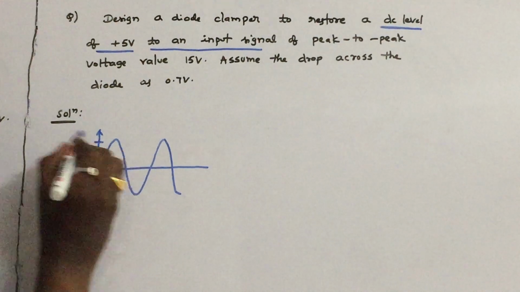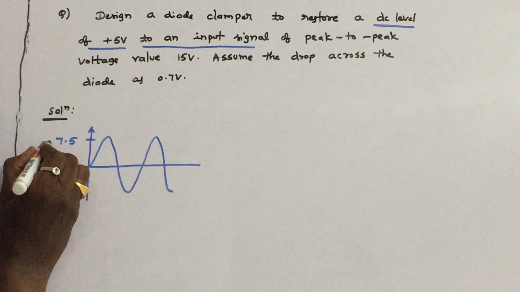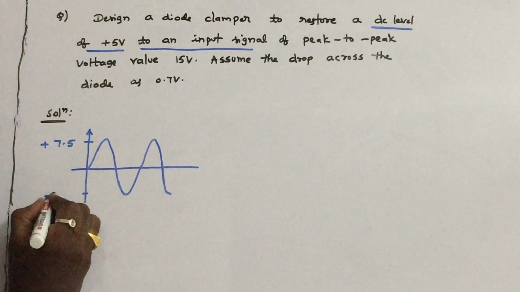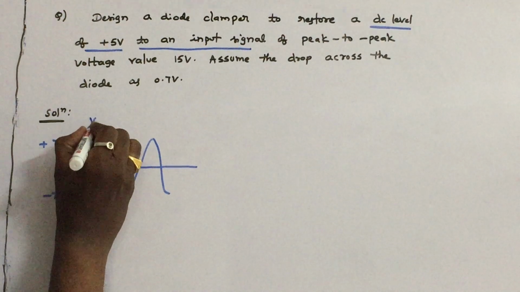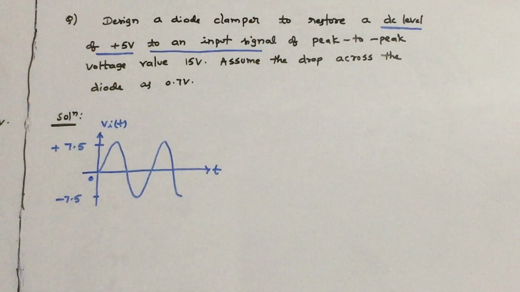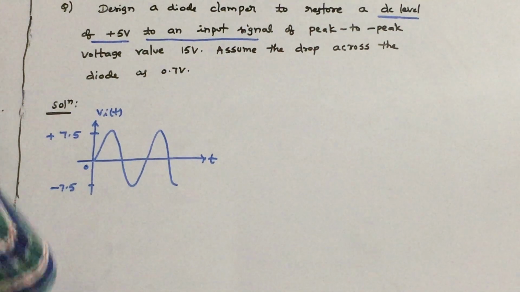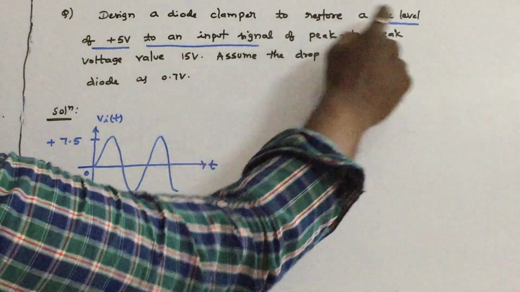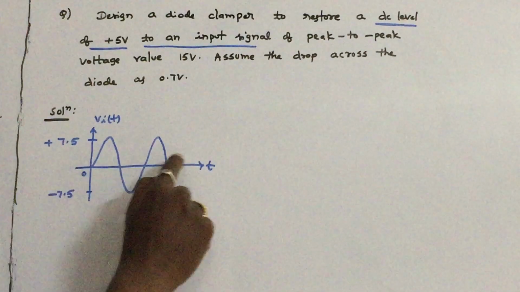This is your input. This is plus 7.5 volts, and this is minus 7.5 volts. So this is the input given. What is asked, observe very clearly: we want to restore the DC level. So what is the DC level of this waveform?